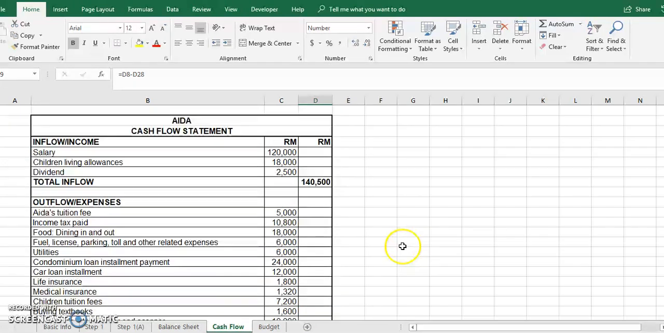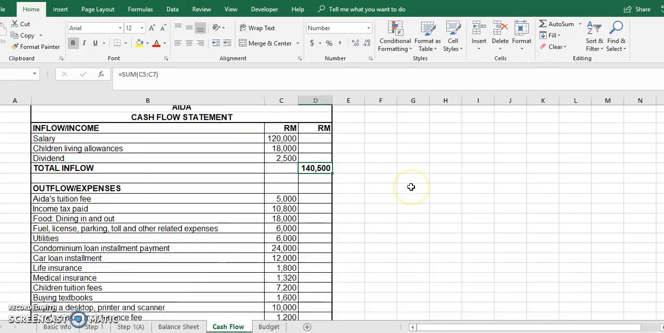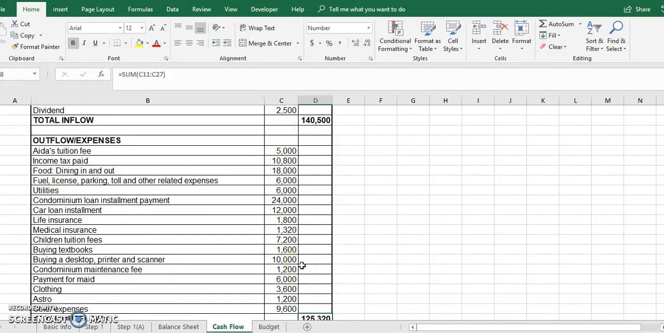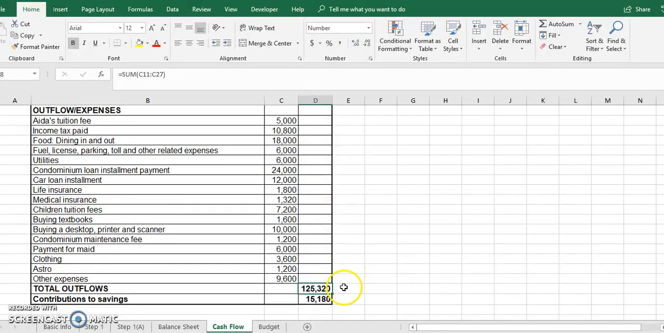The same goes for cash flow. You record all the cash inflow. Next, you record the total cash outflow, then you subtract the total outflow from the cash inflow, and you will have the contribution to saving if it is positive, or alternatively, if it is negative, it is known as the deficit. So that's all for the tutorial on the IDA case.